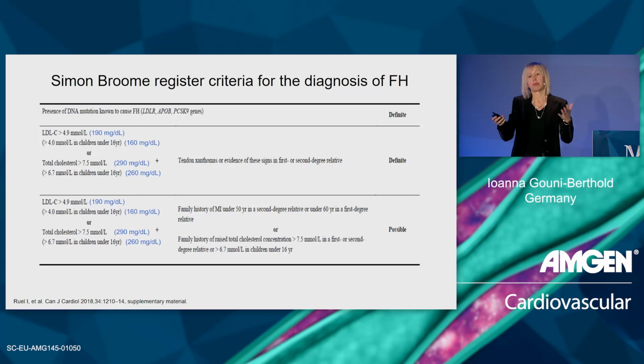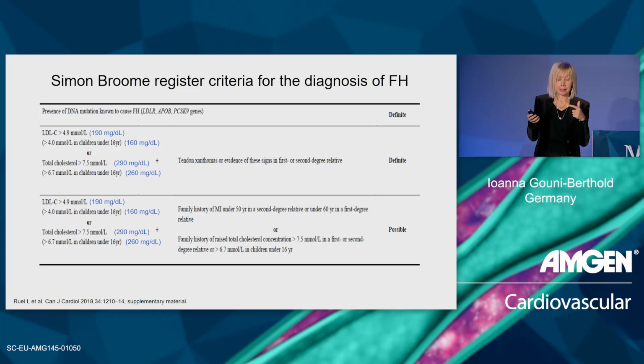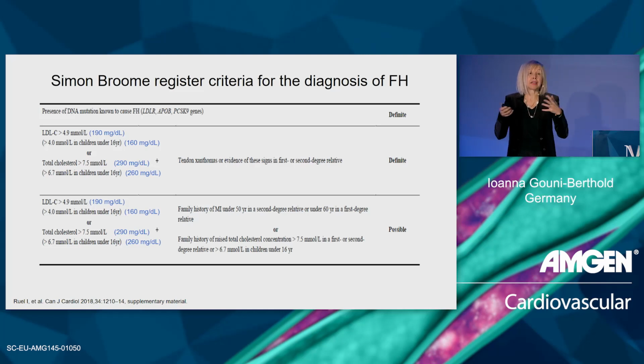Definite FH is if you have a patient that has a mutation in one of the genes that affects LDL metabolism, or a clinical thing, and I have to say, this is a personal preference, always a little bit the clinical thing. If a person has an LDL of more than 190 milligrams per deciliter, plus tendon xanthomas, I will show you what these are, or if his relatives have these bizarre xanthomas.